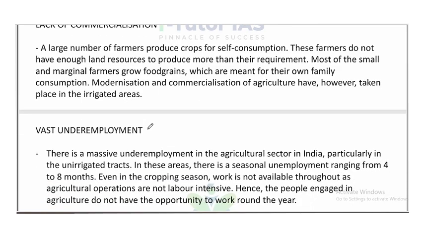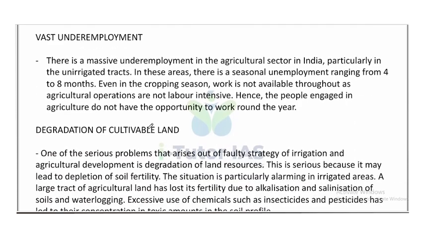Now, vast underemployment. There is a massive underemployment in the agriculture sector in India, particularly in the unirrigated tracts. In these areas, there is seasonal unemployment ranging from 4 to 8 months. Even in the cropping season, work is not available throughout as agriculture operations are not labor intensive. Hence, the people engaged in agriculture do not have the opportunity to work around the year.